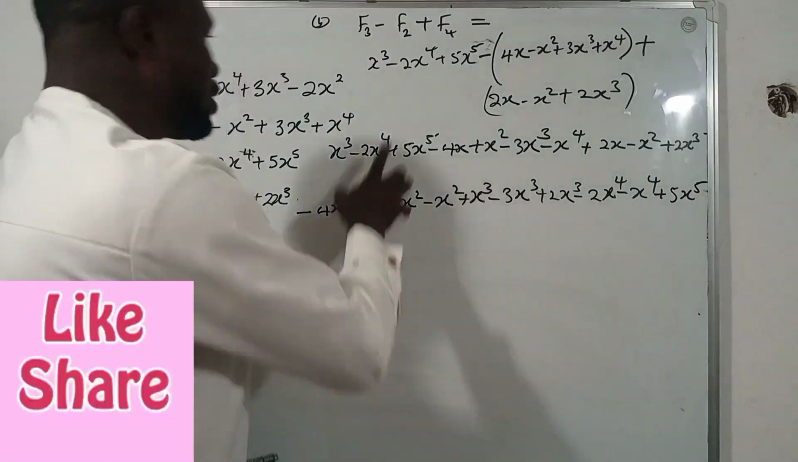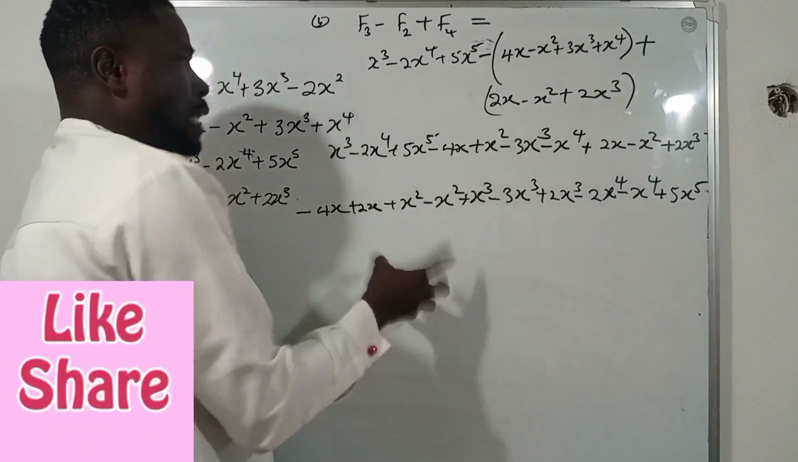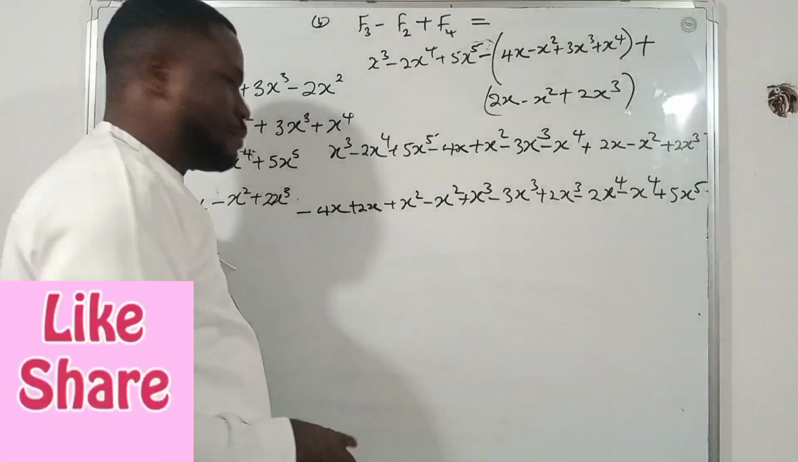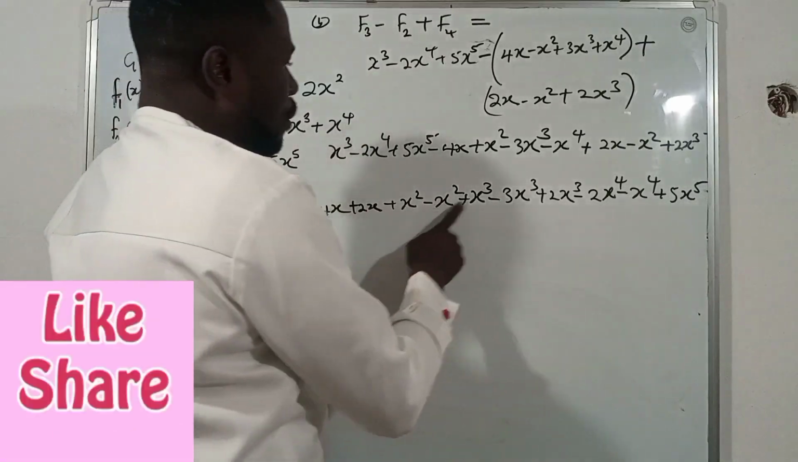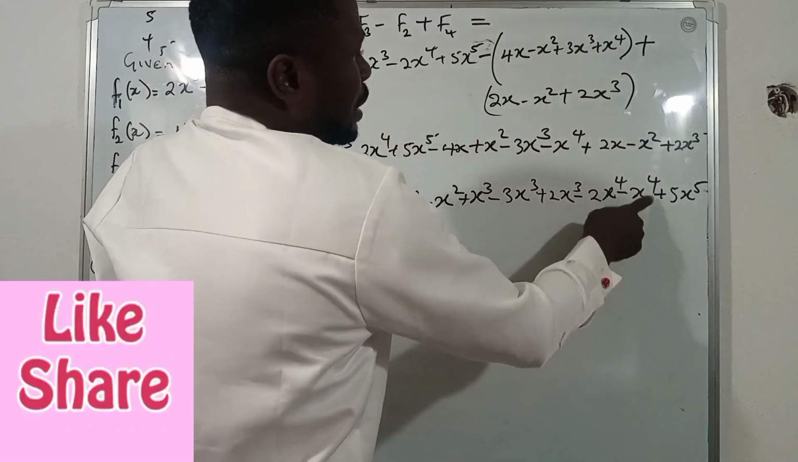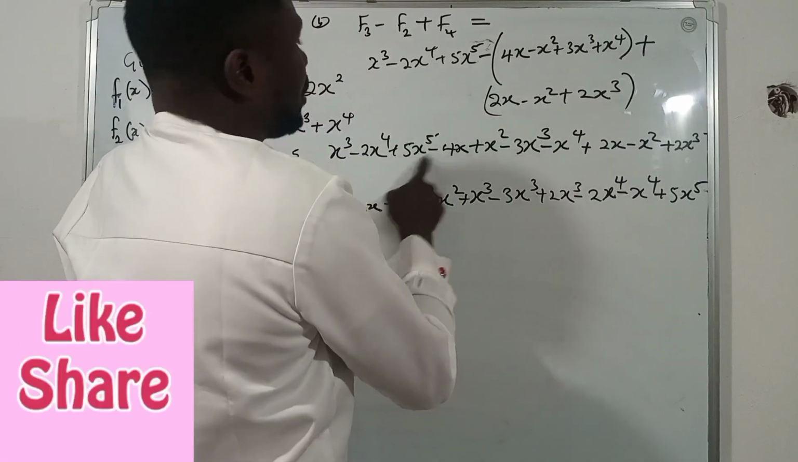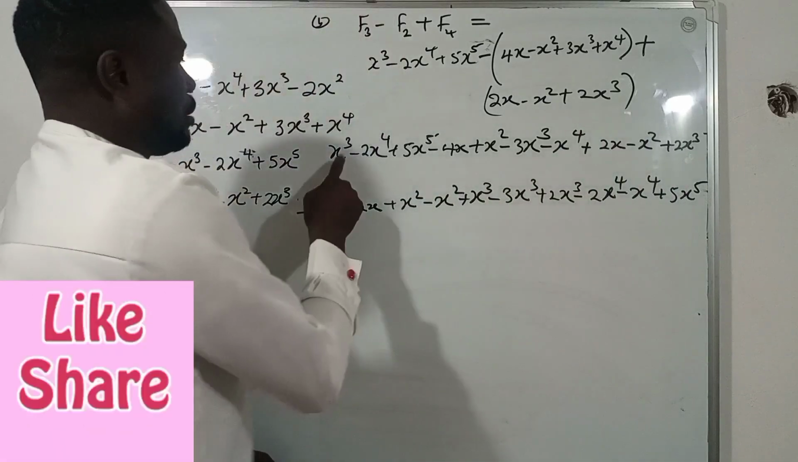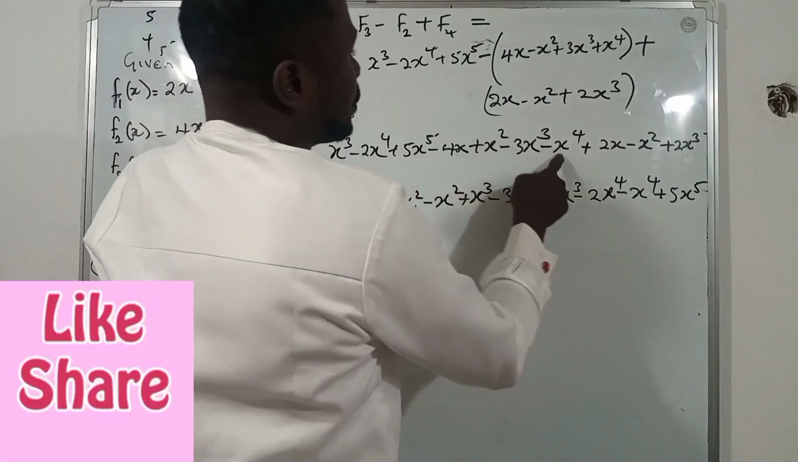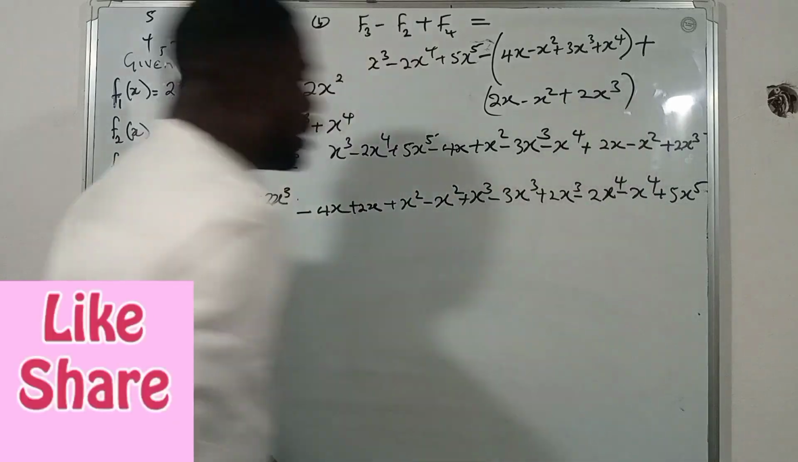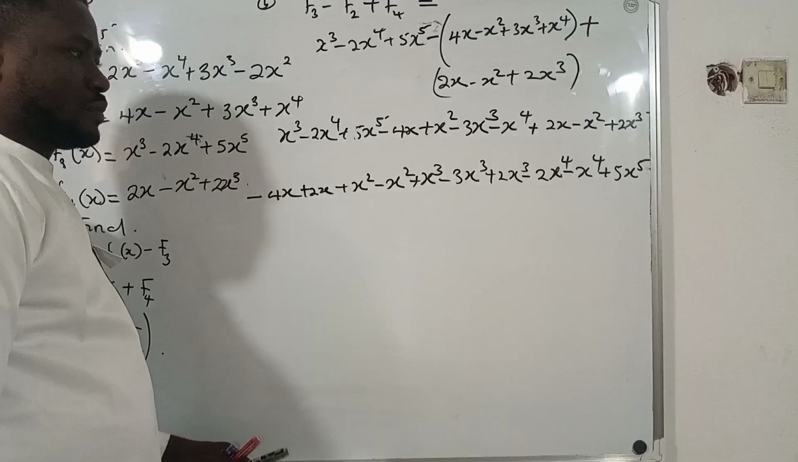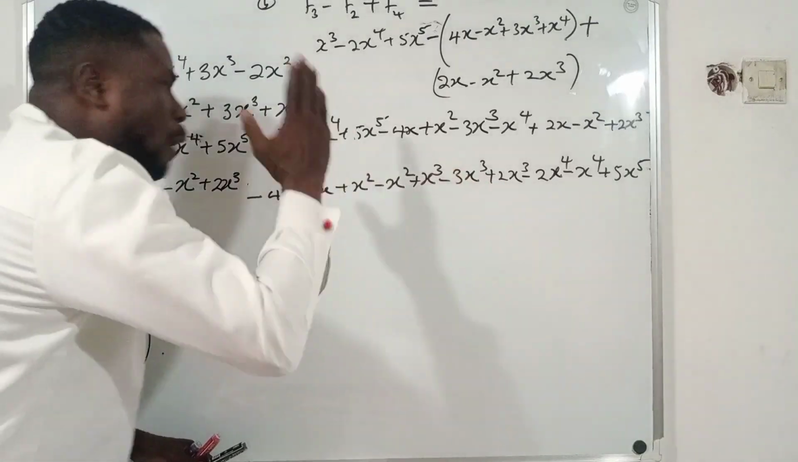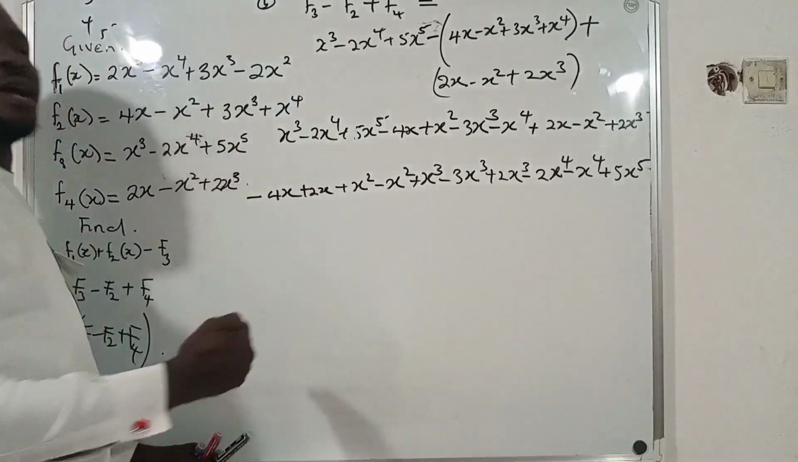Is that all? Now let's count to be sure that we have taken all the terms. Here is 1, 2, 3, 4, 5, 6, 7, 8, 9, 10. Okay, we are correct. At this point, we have selected the like terms. So what we need to do now is to factorize.